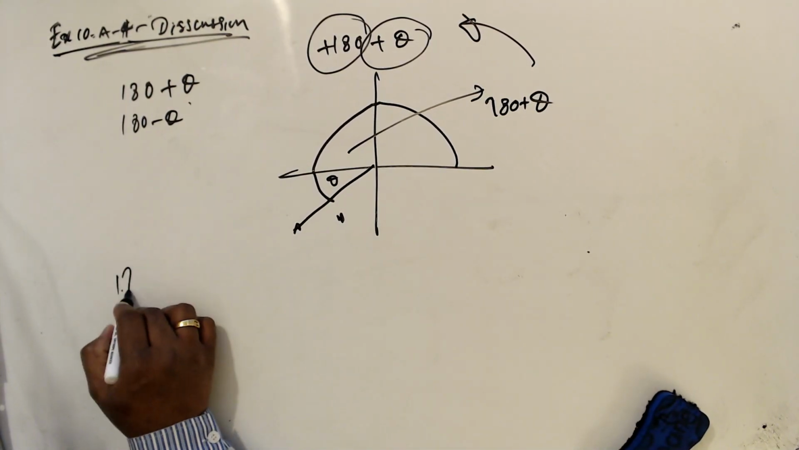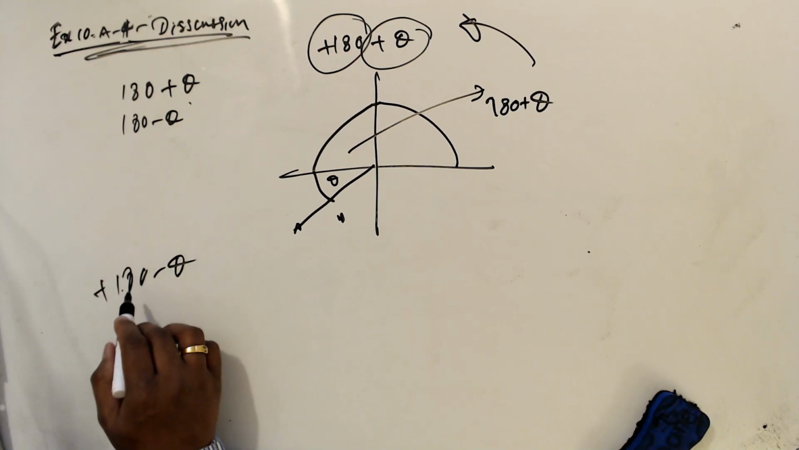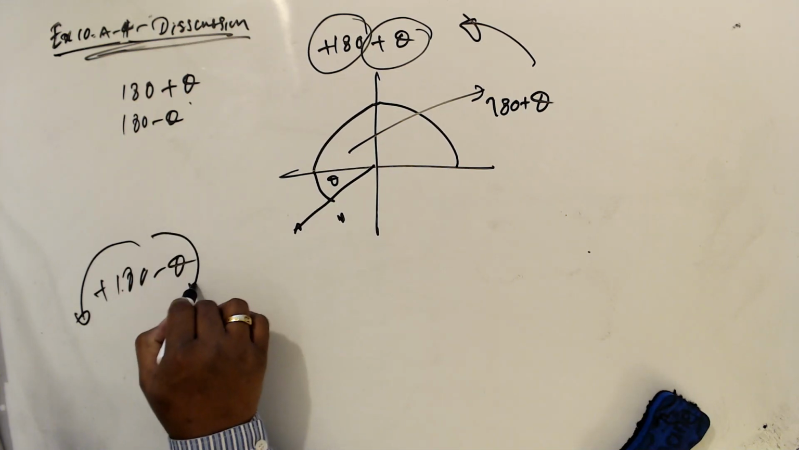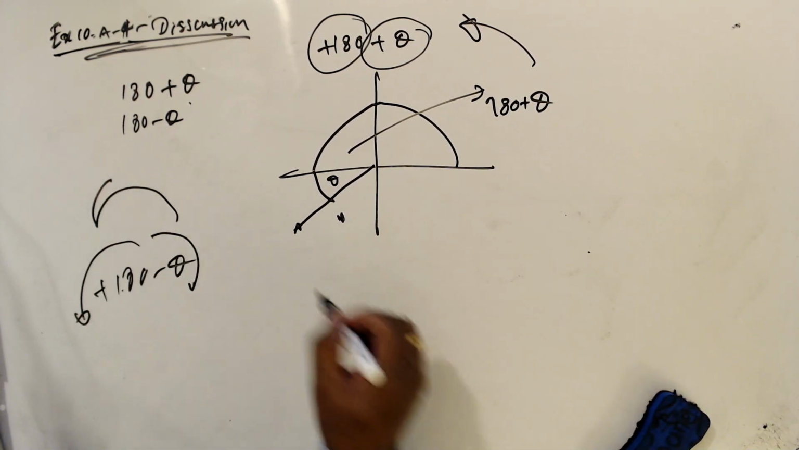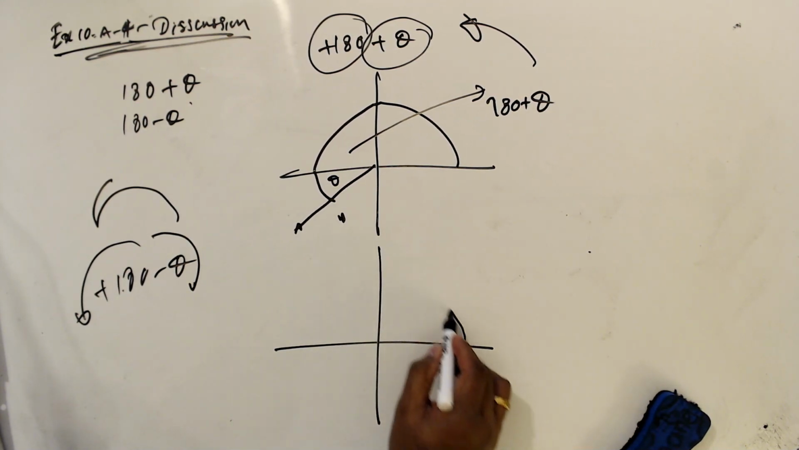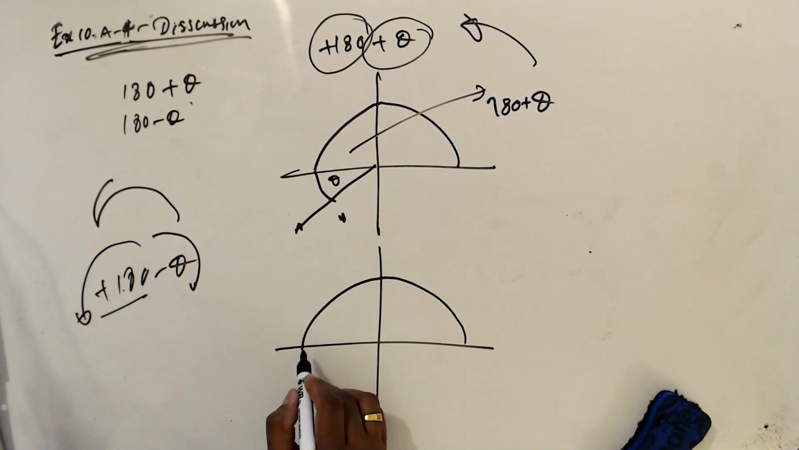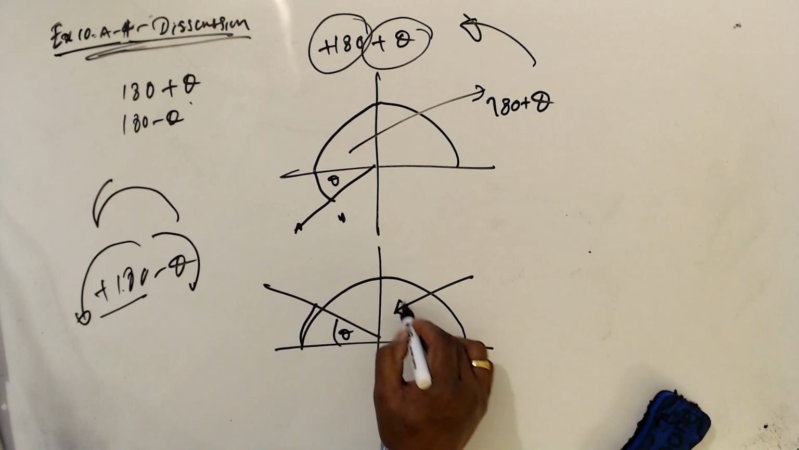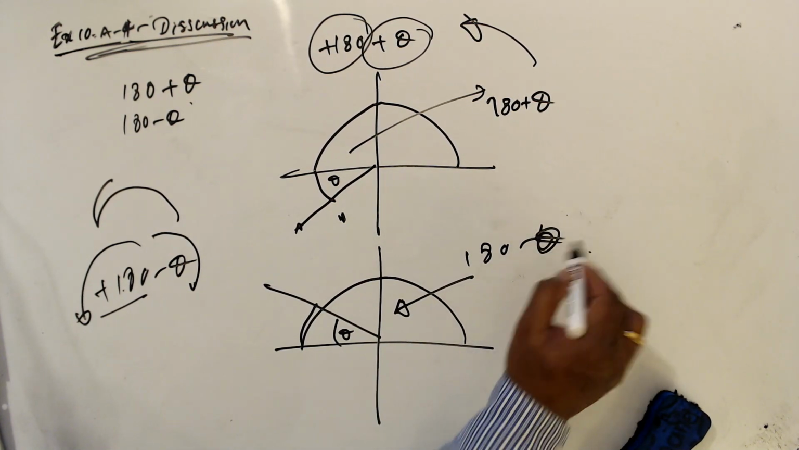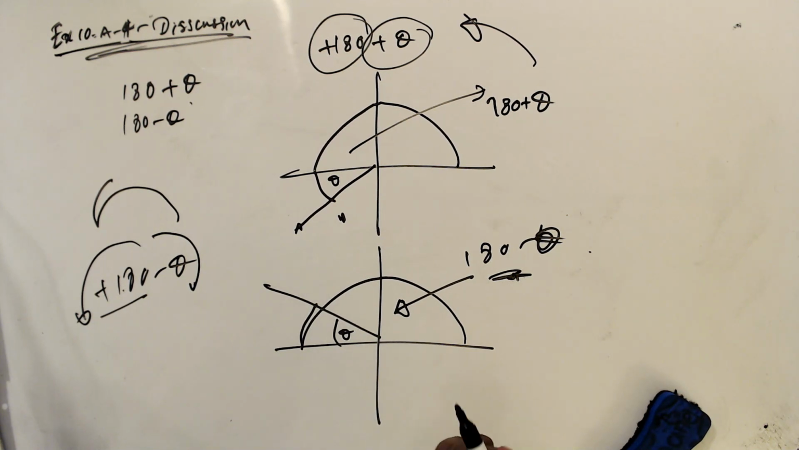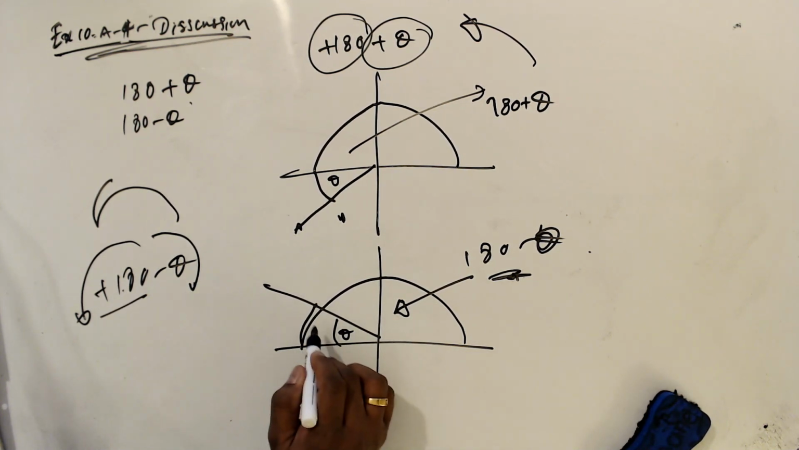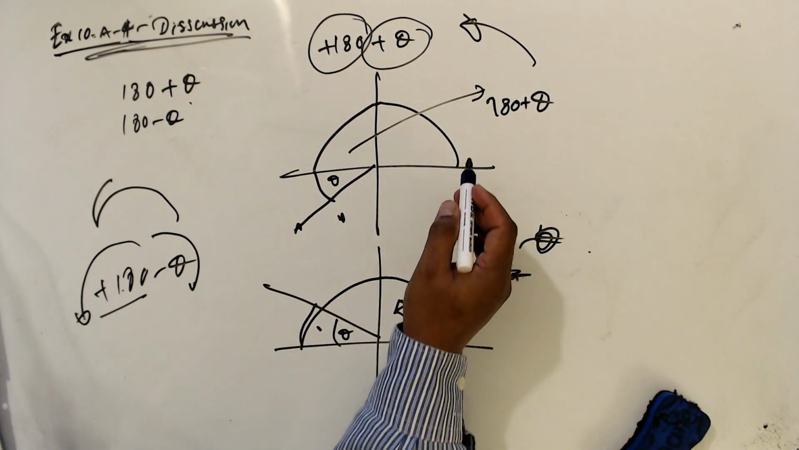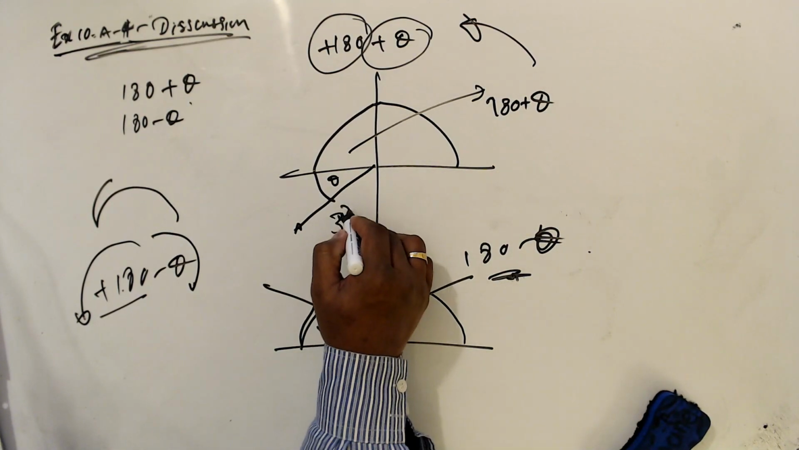Now 180 minus theta. So it has this direction anti-clockwise and this one clockwise. So go and come back. So this is 90, 180 and go back theta. So then this angle is 180 minus theta. So 180 minus theta is in second quadrant. 180 plus theta in third quadrant.